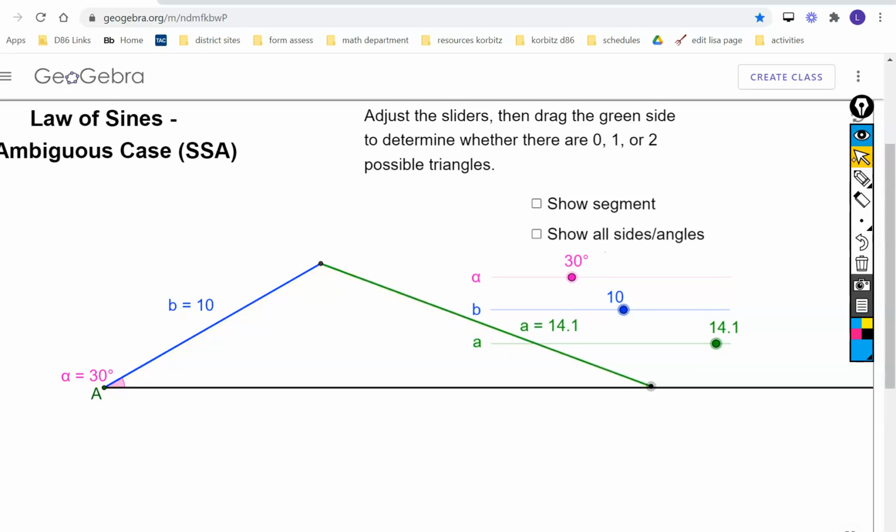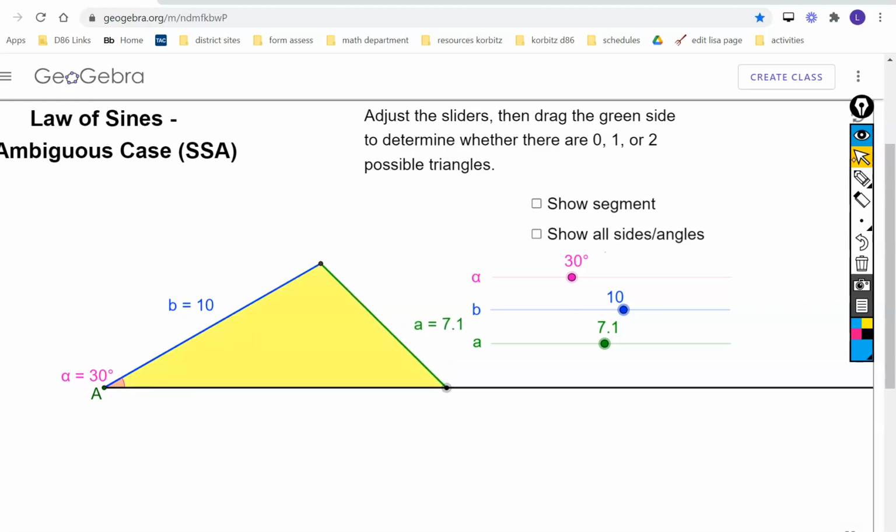Now here's where it gets very interesting. Remember, the height was 5. Let's say that I make A less than 10 but bigger than 5. There you go. Do you see how I could make a triangle like this? But I also could drag this side over here and make a triangle like this. Do you see how this is unclear? Because if A, the side opposite the given angle, is longer than the height yet smaller than that side B, you have two possible triangles.